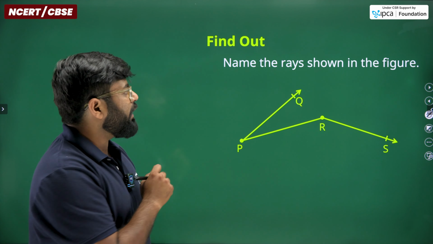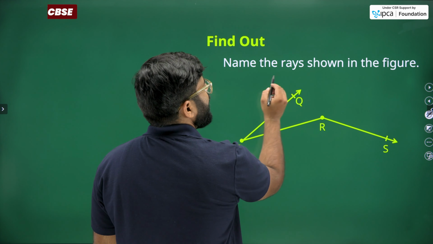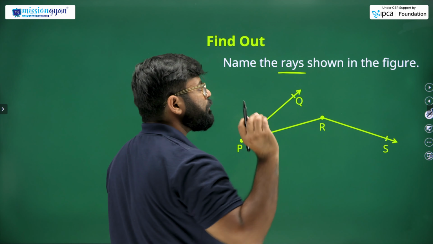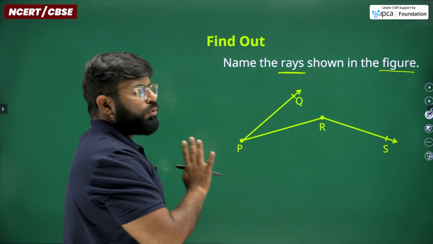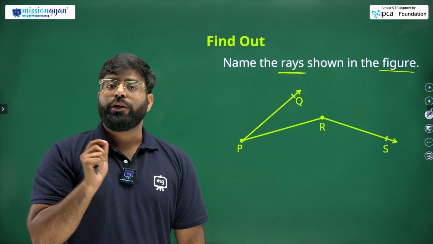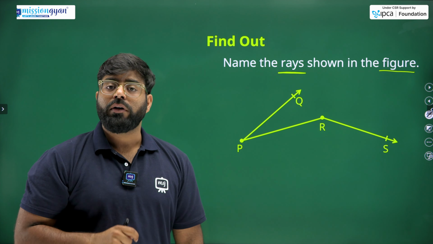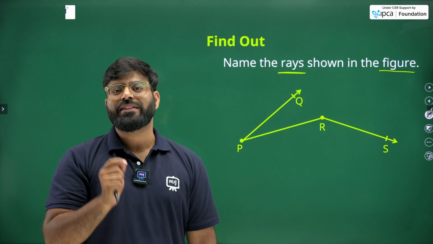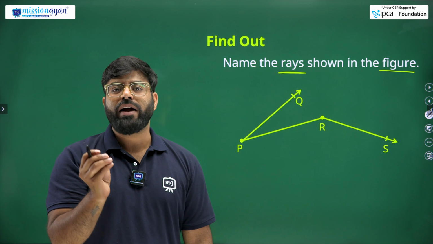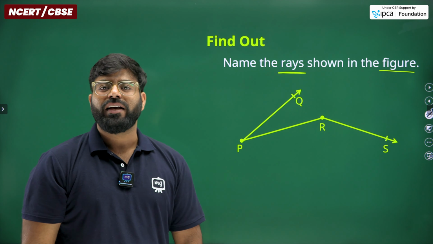So the question is saying, read it carefully, name the rays. What you have to do? You have to name the rays in the figure as shown in this figure. So you can see a figure on the screen. Now, what is a ray? We know that a ray has one endpoint and it goes endlessly in the other direction. So you have to check where are these rays.